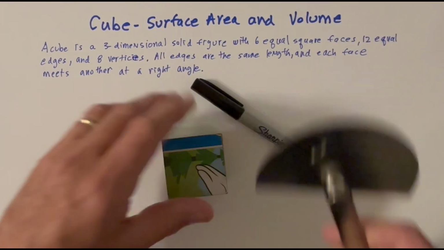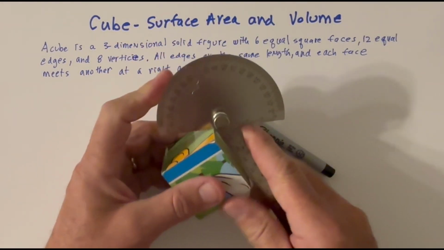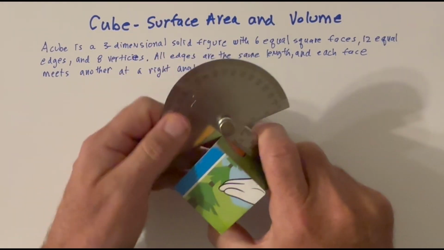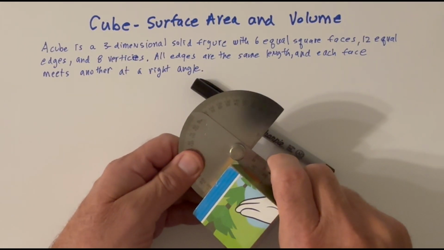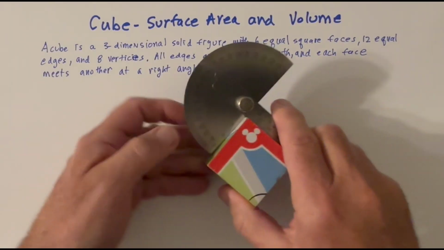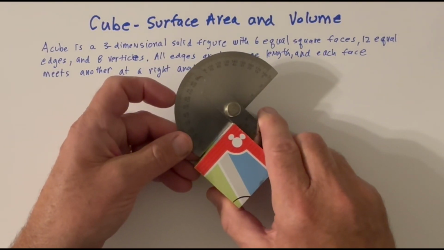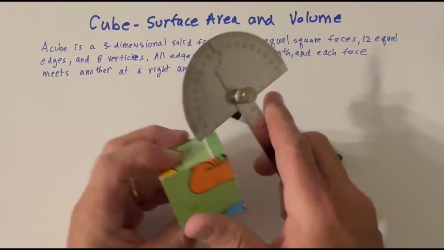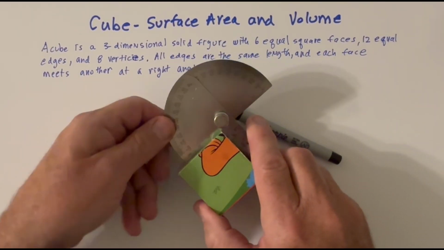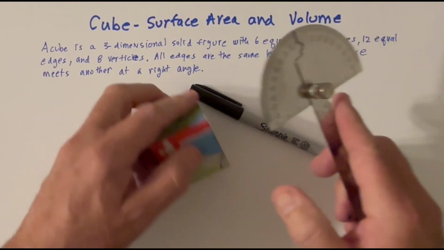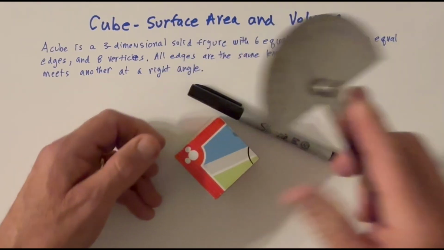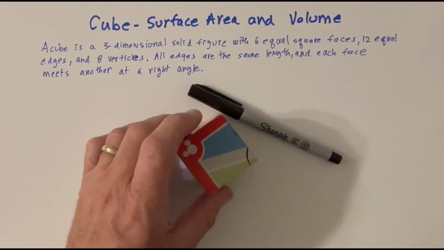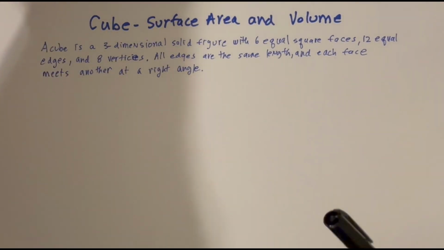Each face meets another at a right angle. So let's get our protractor out, put this on here, see what the angle actually is. Okay, put that on there, that's 90 degrees. So this one is also 90 degrees. We'll measure one more and call it good. So all these are 90 degrees. So that is a right angle. So we're going to consider this a cube.